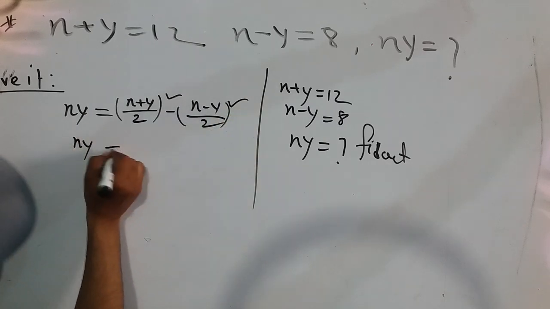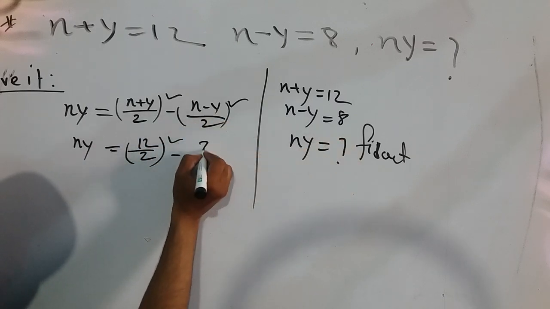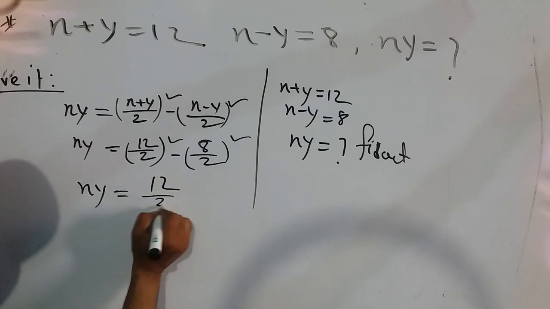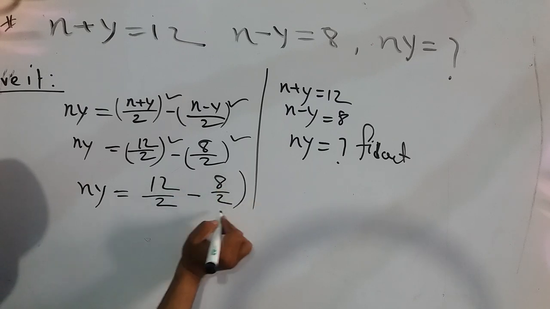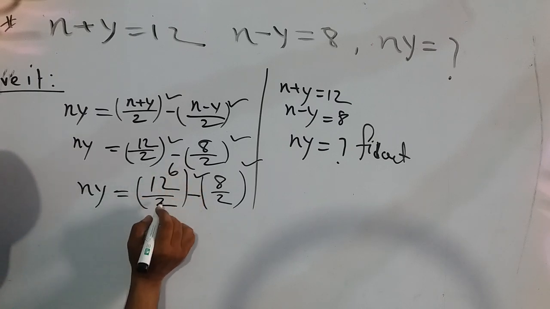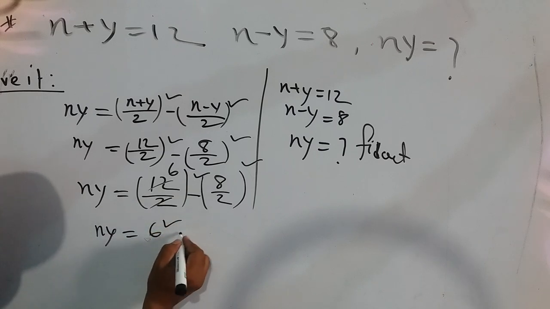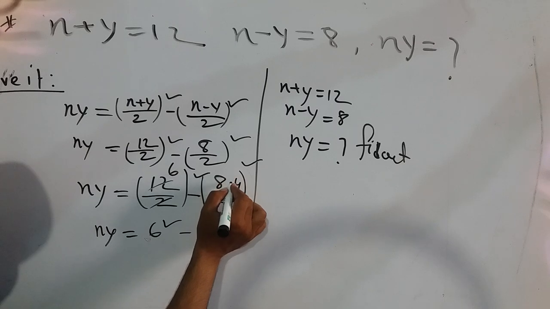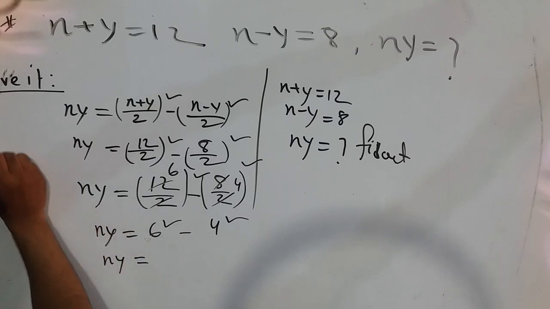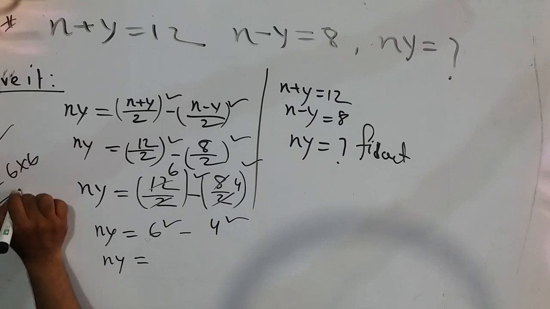We can write xy equals x plus y, that means 12, divided by 2 whole square, minus x minus y equals 8 divided by 2 whole square. So xy equals 12 over 2 whole square minus 8 over 2 whole square. We calculate here 12 over 2, that means 6, so we write 6 square, and 8 over 2, that means 4, so we write 4 square. 6 square is 6 times 6, and we get 36.